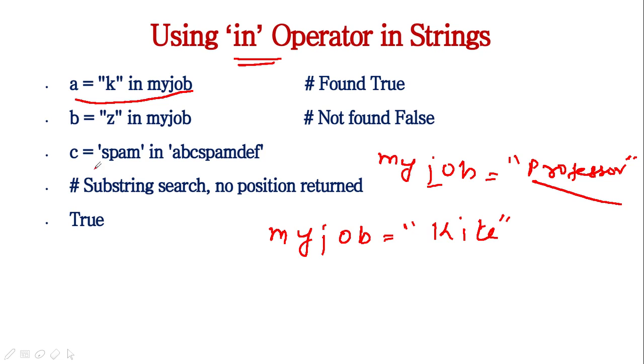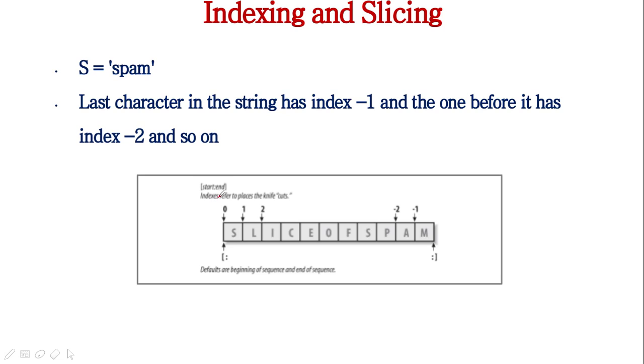It's not only a character, you can also check for a string. It's like a substring. So I am checking C equal to spam in ABC spam def. So this spam is part of the string, so it will return true. But it doesn't return the position, it just returns only true or false.